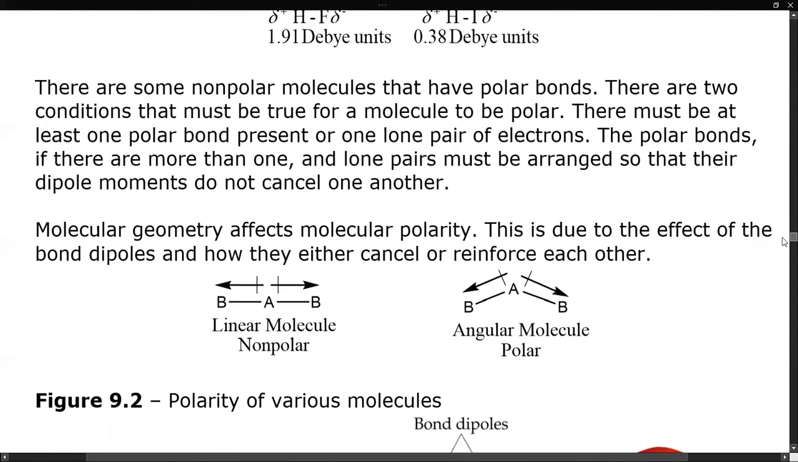Sometimes you do get nonpolar molecules with polar bonds. There are two conditions that must be true for it to be polar. There has to be at least one polar bond or one non-bonding pair of electrons, something to make the geometry not symmetric. And those bonds or non-bonding pairs have to be arranged such that they don't cancel with one another. For example, this linear molecule, the polarities would cancel, so it's nonpolar, but a bent molecule would in fact be polar.